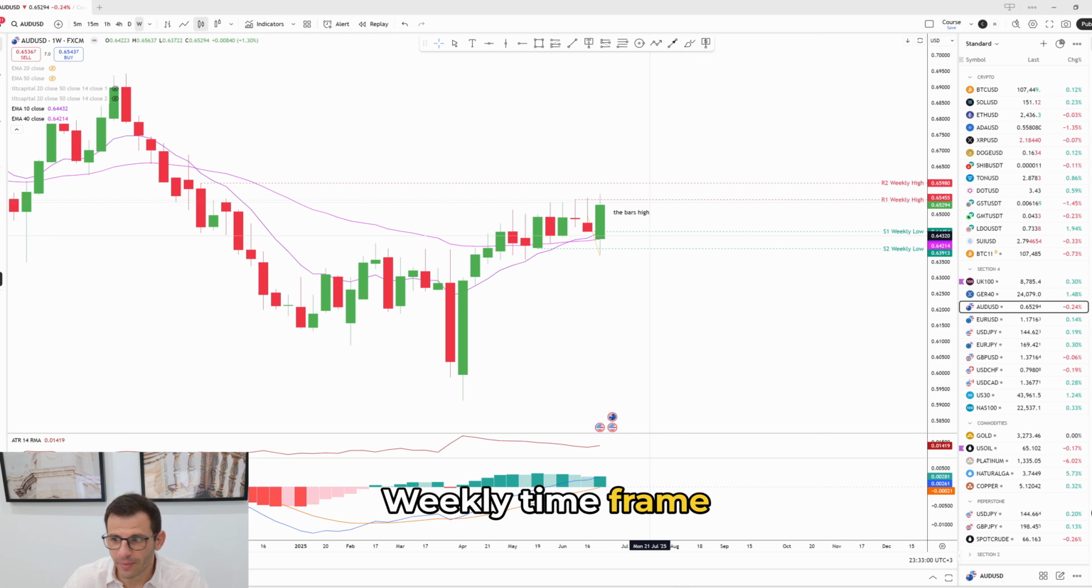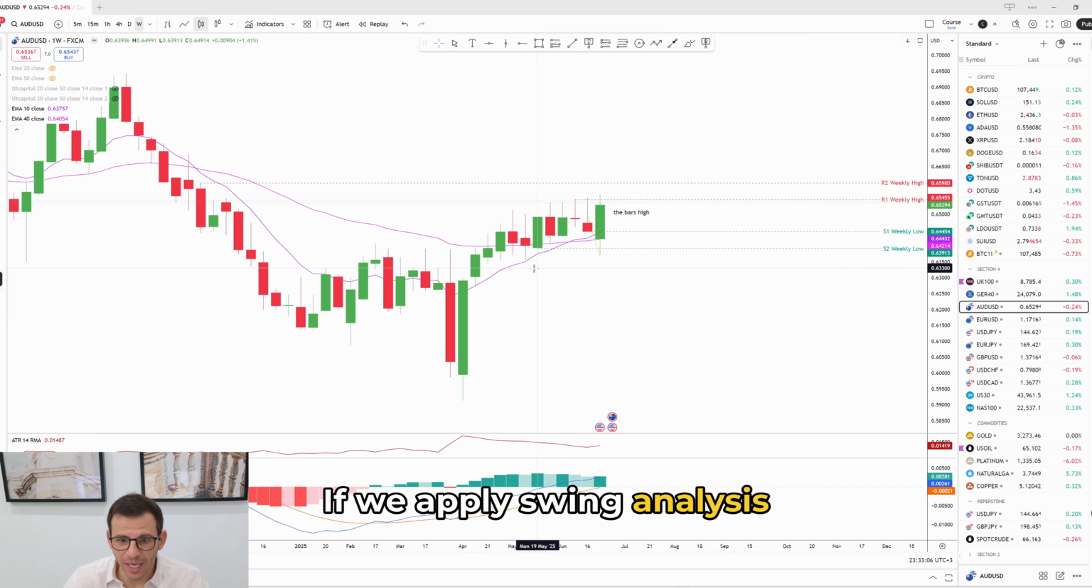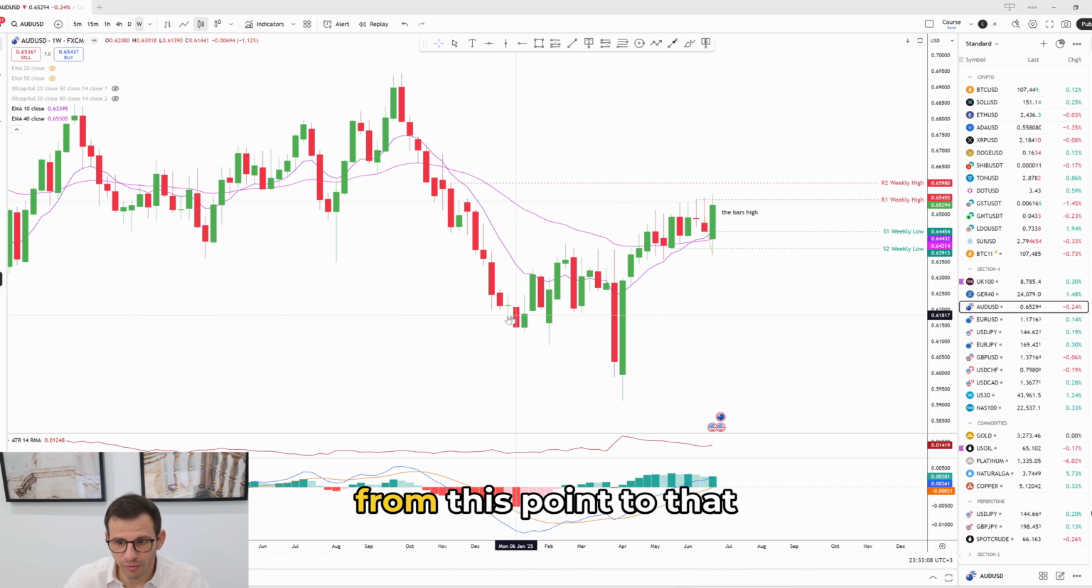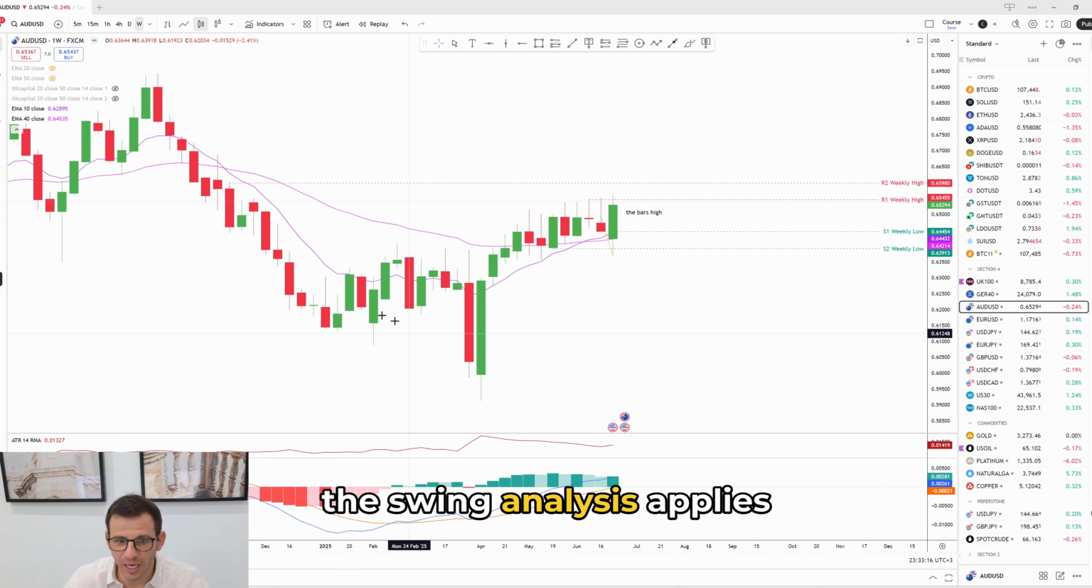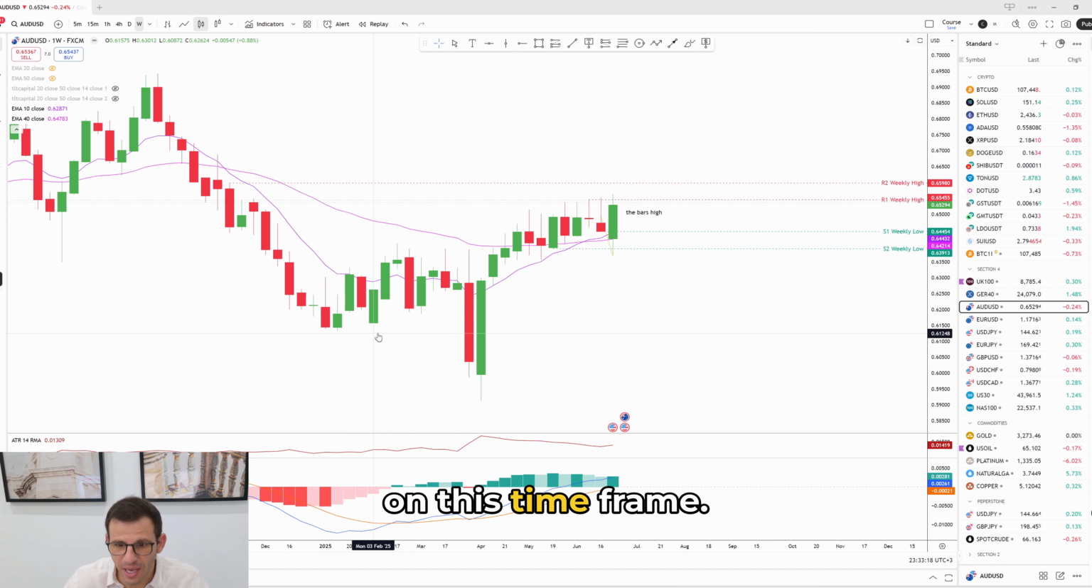First on the list, as usual, it's the Australian dollar against the US dollar. Weekly time frame, it ended as a bullish engulfing candlestick. If we apply swing analysis, we will see that the market from this point to that point made a lower low. It goes a little bit backward, but this is how the swing analysis applies on this time frame.